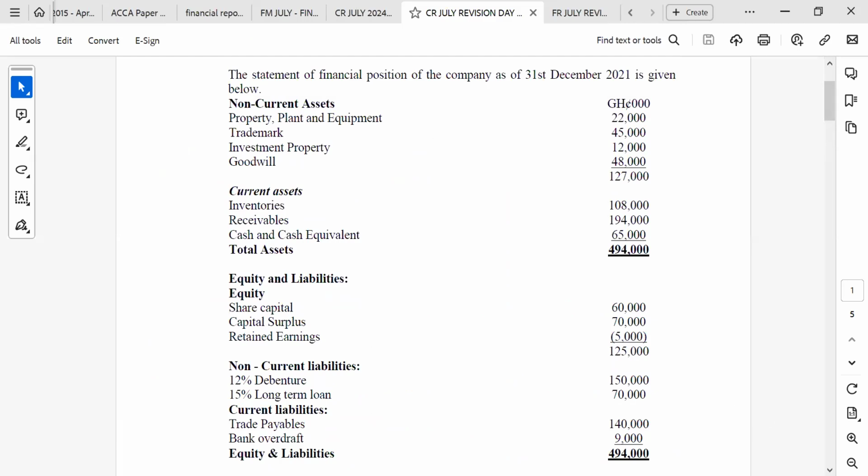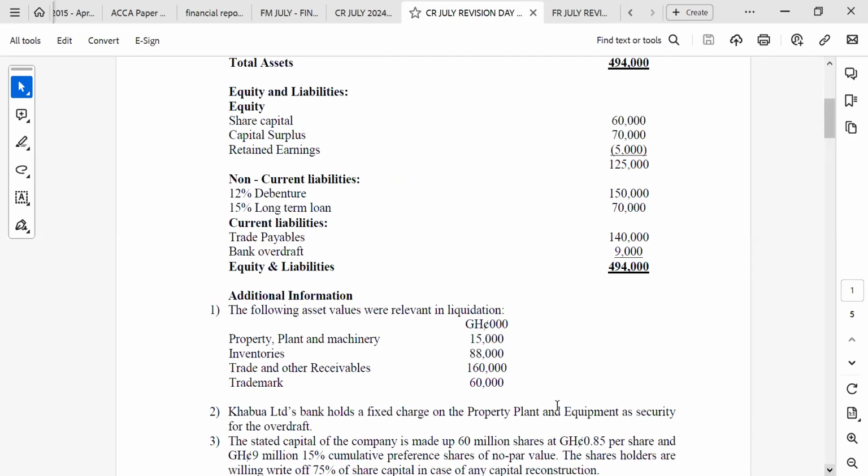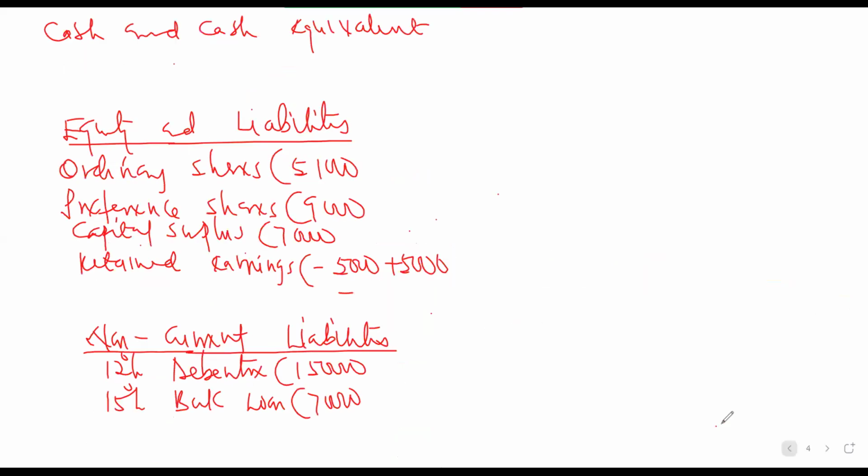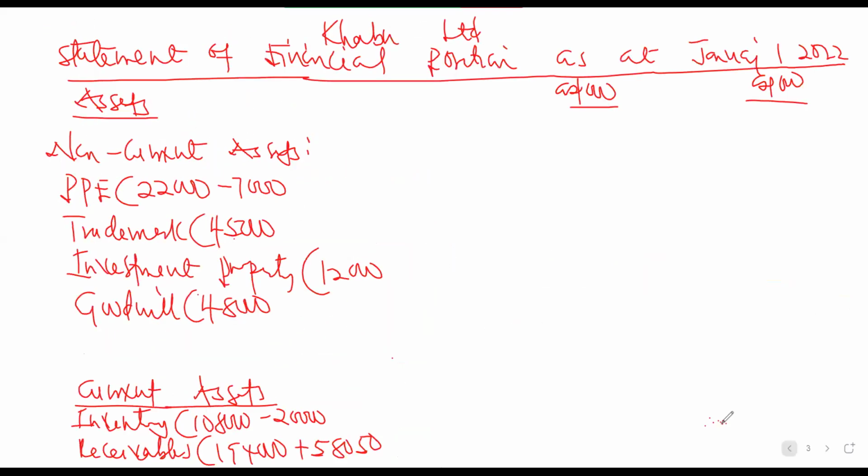Our book value is 45,000. But what is the value over here? 60. So what is happening there? It has increased. So that increase will be Credit. That will be a gain of 15,000, isn't it? Yes, please. So we now increase the trademark to 60,000.